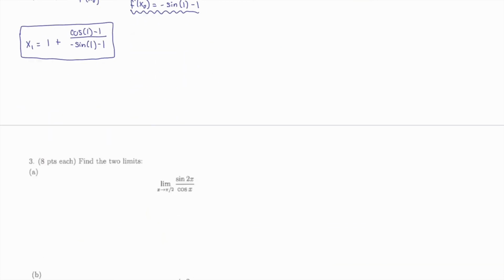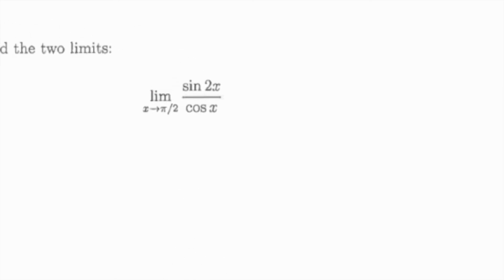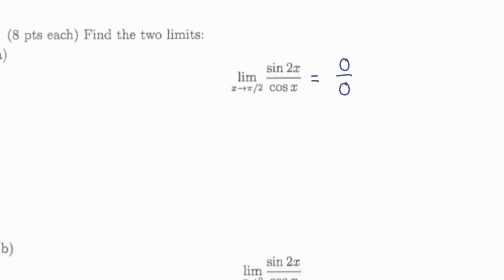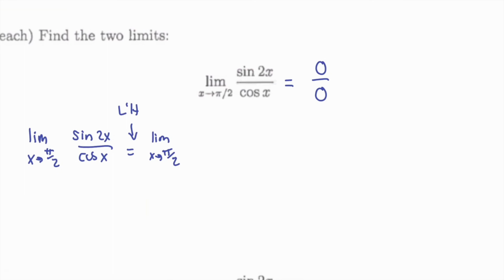Okay, moving on to the next problem. Here we want to evaluate these two limits. So let's think about this first one here. If we were to plug in pi over 2 for x here, we would end up with the form 0 over 0. So that's one of the indeterminate forms that allows us to use L'Hopital's rule. So let's use L'Hopital's rule by taking the derivative of the top and the derivative of the bottom.